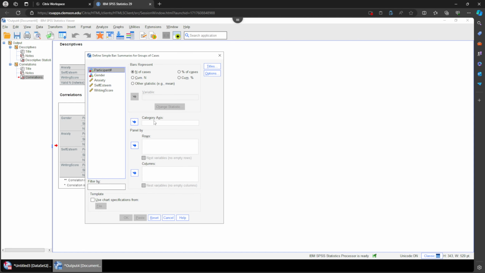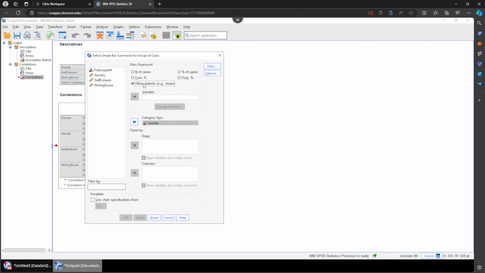Now, our category axis, or how we're going to be grouping our bars, is going to be our gender variable. Remember, we want to do gender and anxiety, so we're going to put gender in as our category so we can see the values for males and females in our case here. However, notice it won't let me enter anything for what the value of those bars actually represents. That's because it's defaulted to the bars just representing the n, or the number of participants. That's not what we want. So we need to change this.